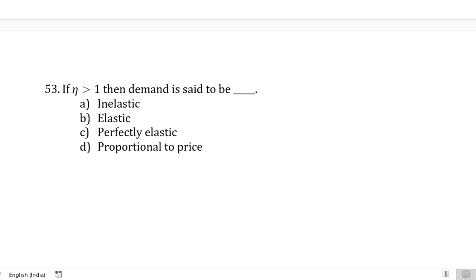If elasticity is greater than 1, then the demand is said to be... See, what all values can we have of elasticity of demand? Let's try to understand that first. If elasticity is equal to 0, it is said to be perfectly inelastic.